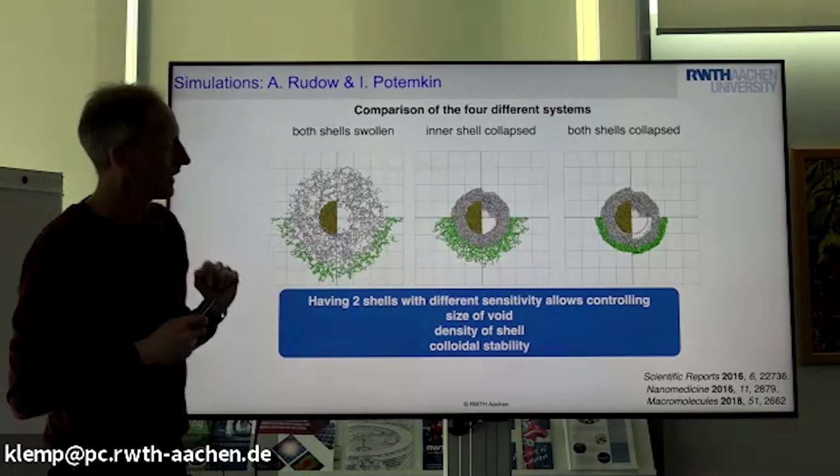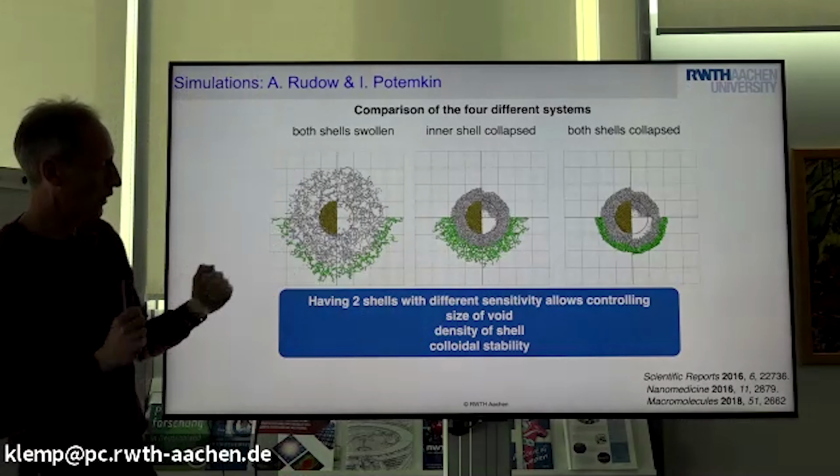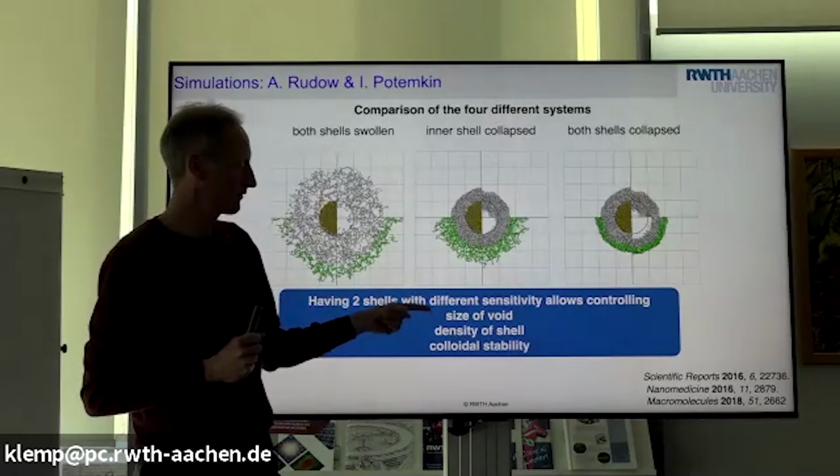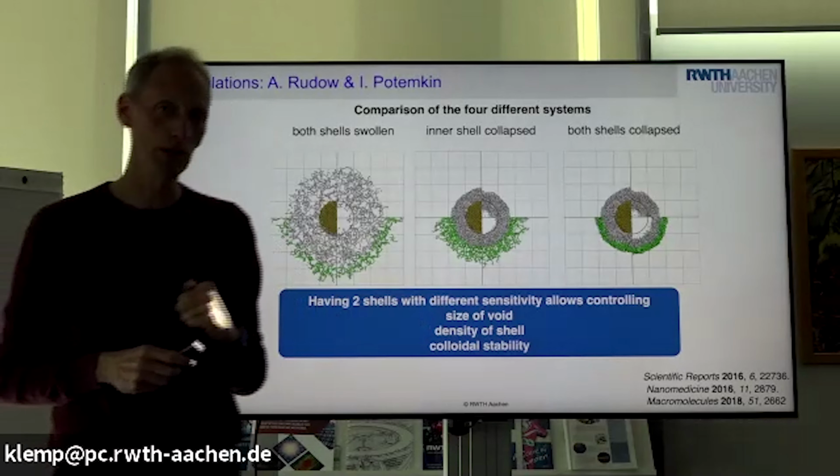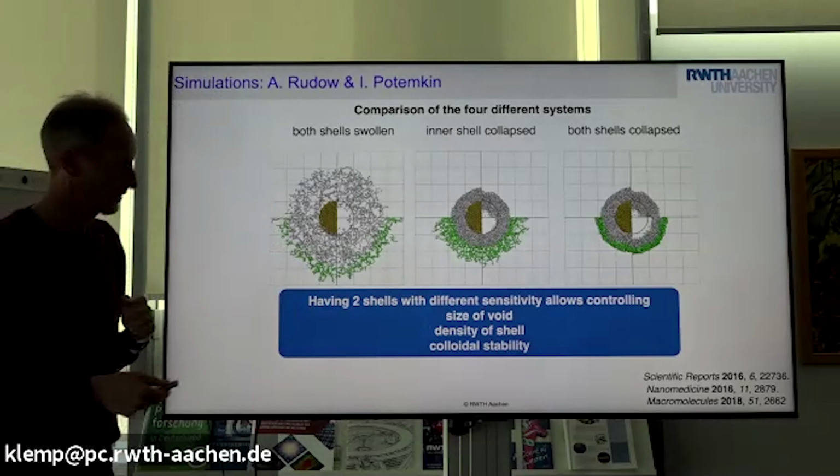Now, having these two different polymers allows us to control the size of the void, the density of the shell we could use, and we can also control colloidal stability. So we have a very versatile system at hand here.